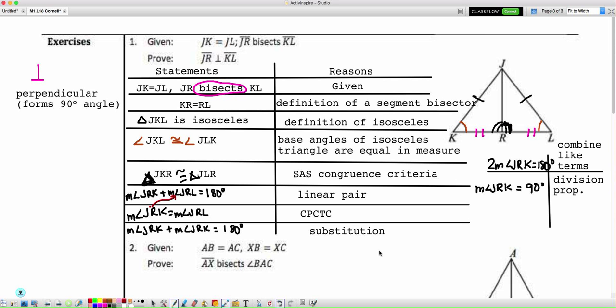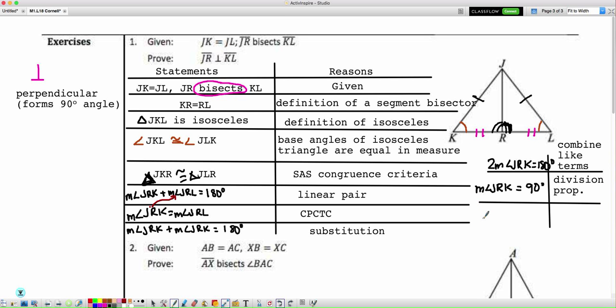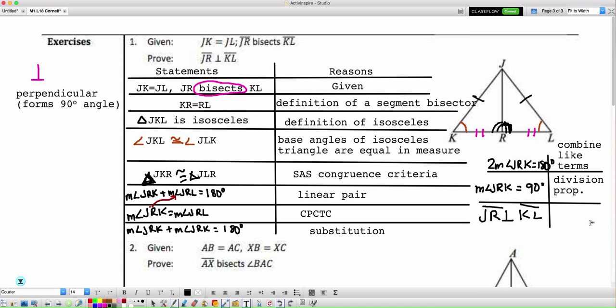I could finish off my proof and say, okay, now that I've proven that's 90 degrees, I can then justify that JR is perpendicular to KL, and that would be by definition of perpendicular lines.